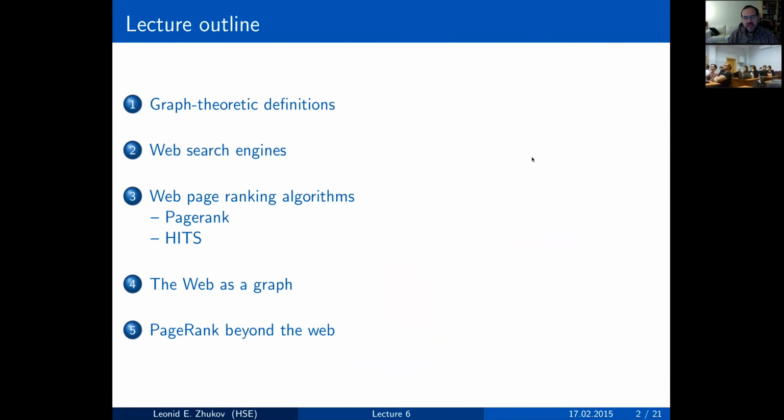So we'll start again. I'll remind you about a few graph theoretic definitions. We'll need those properties today. We'll talk a little bit about web search engines, though the topic of the lecture, and of this course, is social network analysis, but this particular ranking algorithm actually came from web search. And we'll talk about those two algorithms, PageRank and HITS. And we'll look at the web as a graph and realize how those algorithms relate to what we talked about last time. And I'll touch upon a little bit on how PageRank is used beyond the web.